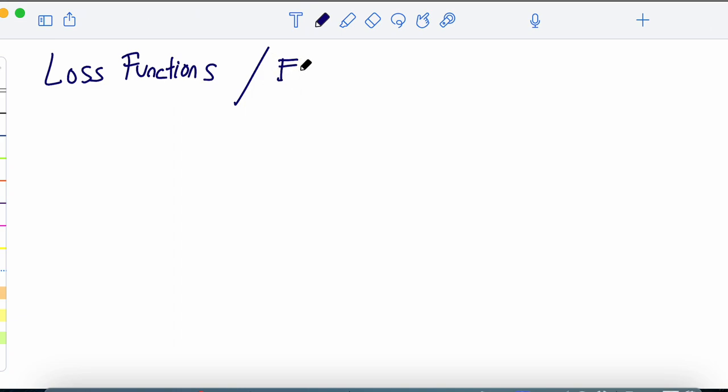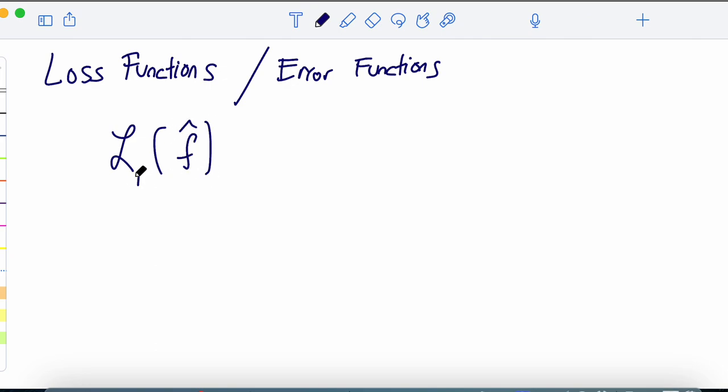aka error functions. And when we started the course, we had just one, which I called the loss of some estimator f hat. And really this should be called the true loss or something like that. True, because it is the real thing that we really want to do. Sometimes people call this the population loss as well. That's what statistics people call it. They think of, we have a sample of people and we're trying to do things with the sample, but what we would really like to do is talk about the whole population as a whole.